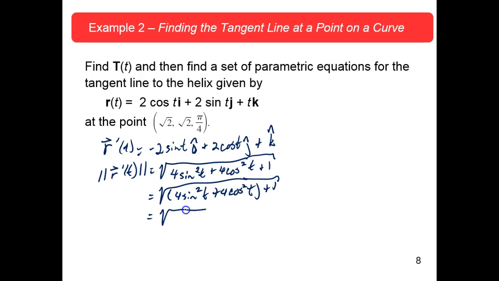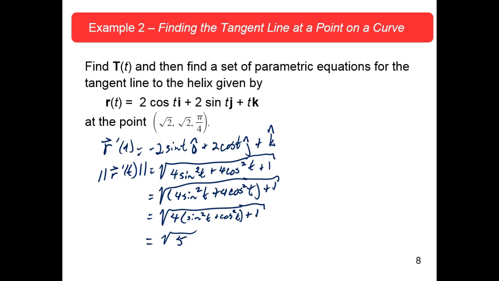Yes, factor out a 4. The square root of 4 times, and what's left inside? Sine squared t plus cosine squared t, plus 1 outside. Okay? Anything else, folks? Yes! Sine squared t plus cosine squared t, Pythagorean identity, that's 1. So this will be the square root of 5. They seem to like square root of 5, don't they?